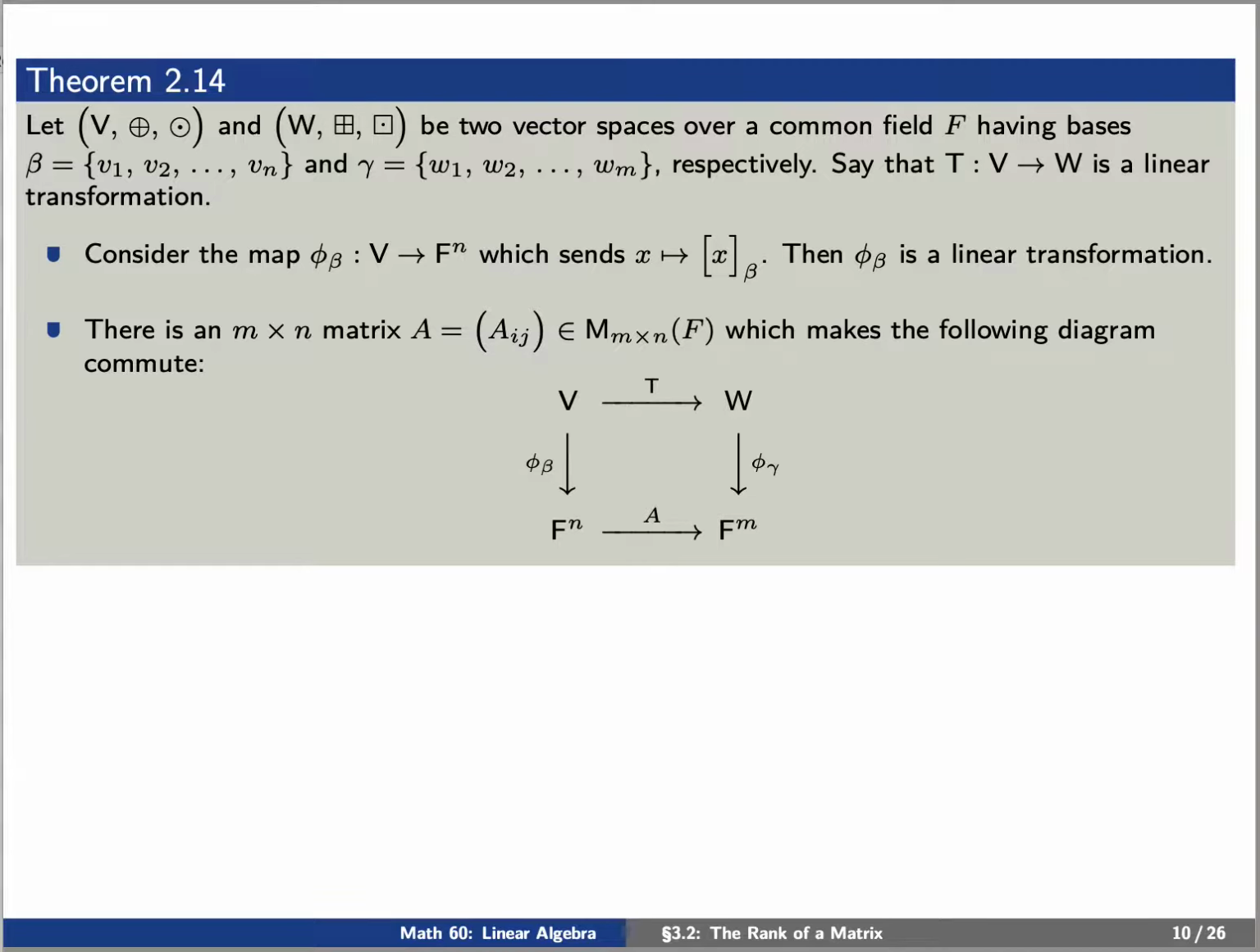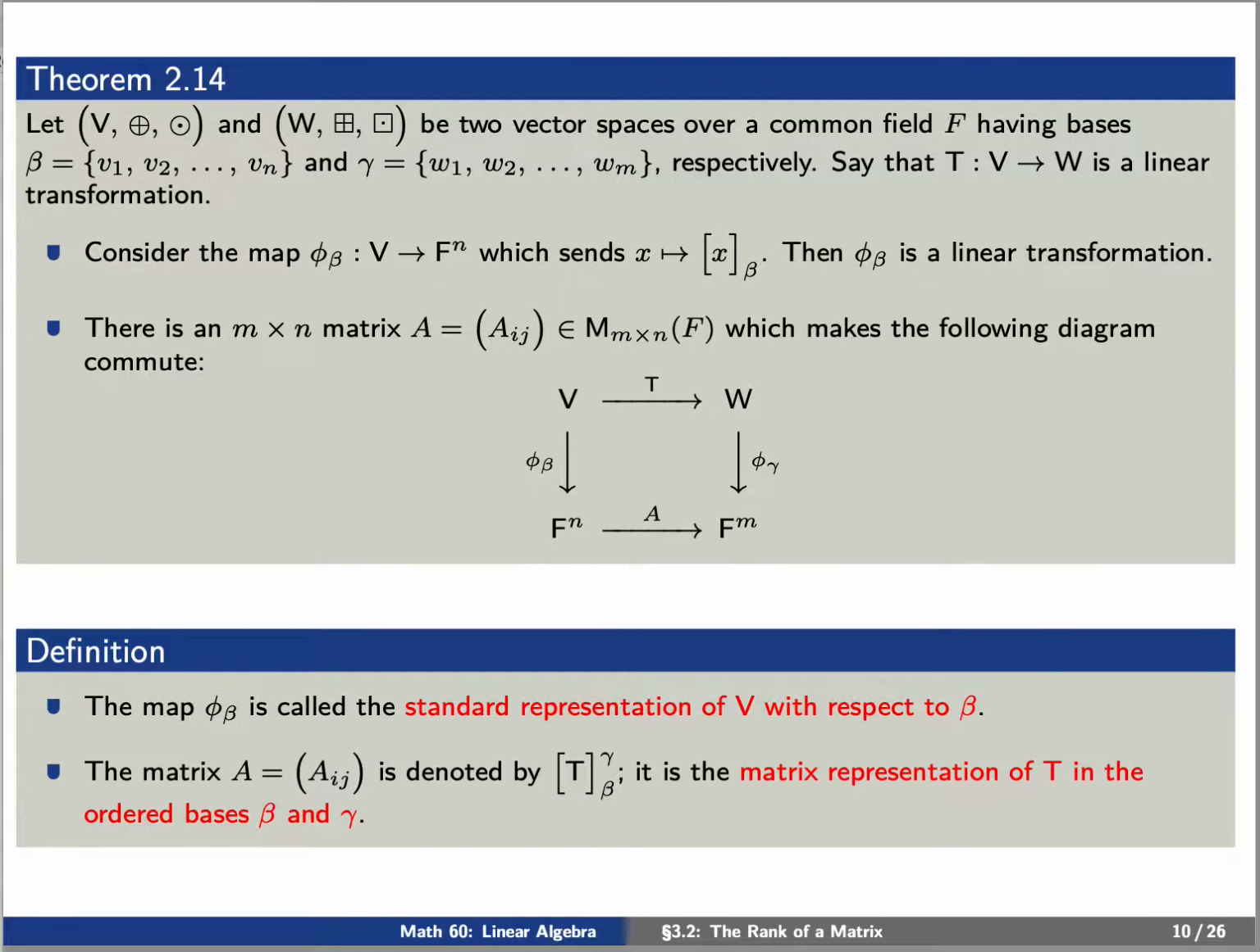Similarly, given any linear transformation T, there exists an m by n matrix A that makes the diagram above commute. The idea here is that a linear transformation that sends a vector x in the domain to T of x in the codomain really just corresponds to matrix multiplication on the coordinate vectors. The map phi sub beta is called the standard representation with respect to the basis beta, and the matrix A, which we'll denote by [T], is called the matrix representation of T in the ordered bases beta and gamma.